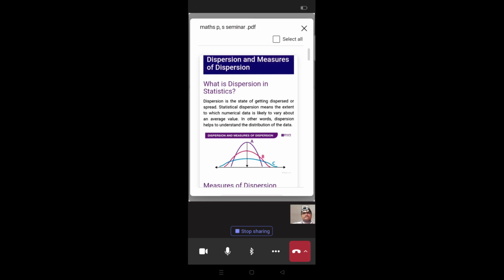So let's first discuss what dispersion is in statistics. Dispersion is the state of getting dispersed or spread. Statistical dispersion means the extent to which numerical data is likely to vary about an average value. In other words, dispersion helps to understand the distribution of the data. As we can see, the above picture denotes the dispersion diagram. The diagram shows how dispersion works.